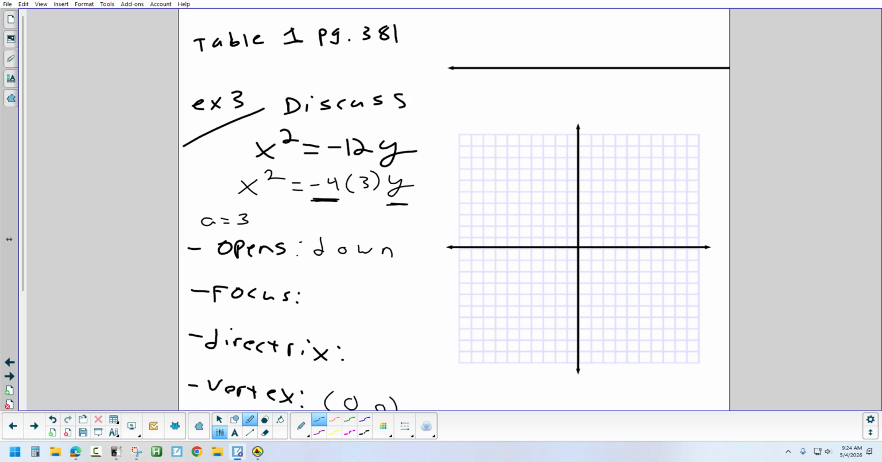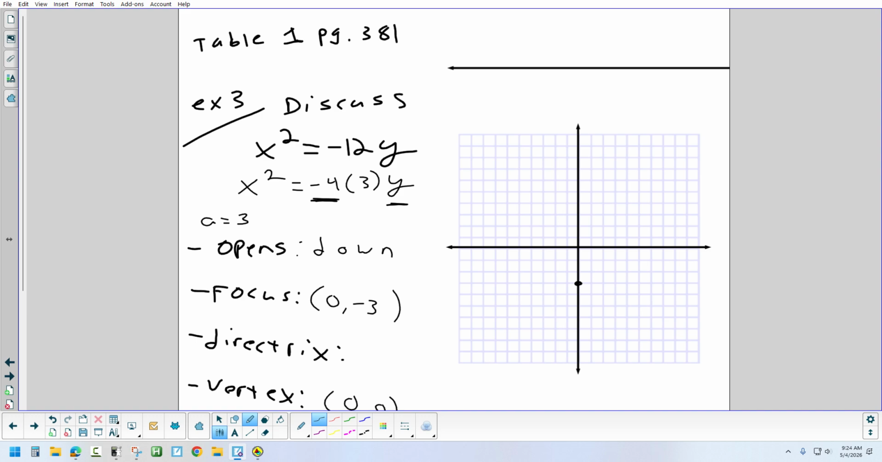So now we know A is 3. So what would be the coordinate of my focus, knowing that it's 3 units away from the vertex and it's in a downward direction? Yep. 0, -3. Focus is 0, -3. So let's graph that. That's what the parabola is going to wrap around.